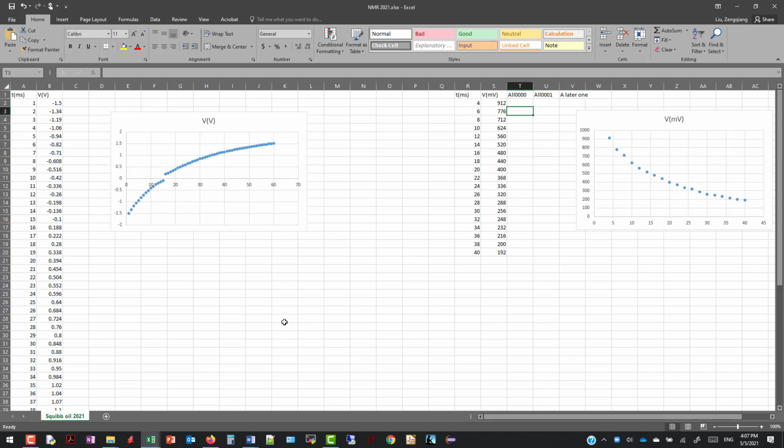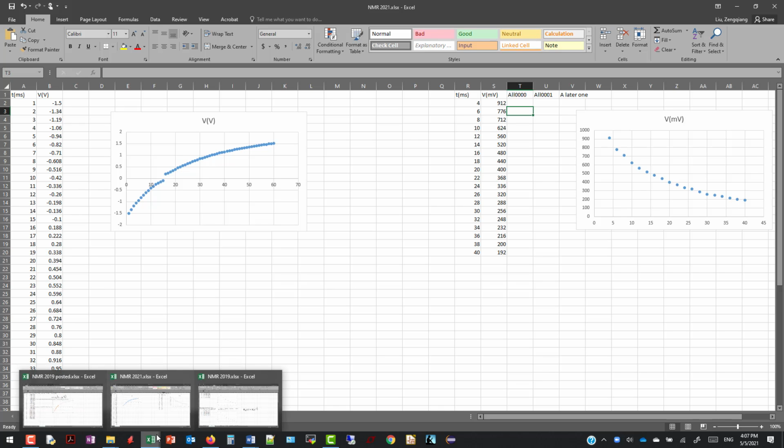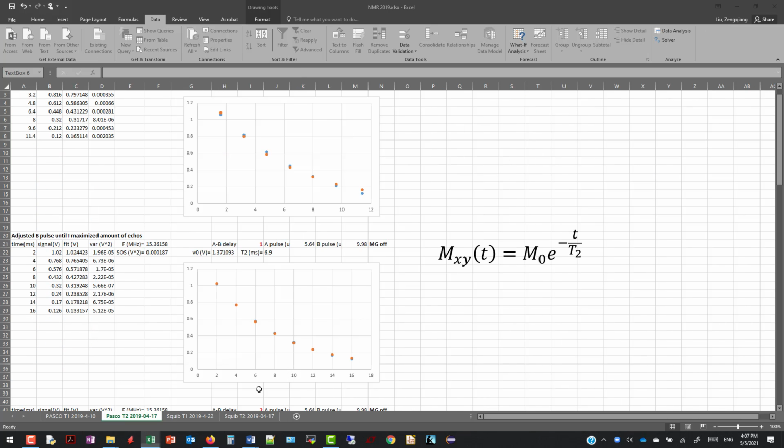Okay, so that is how to fit T2. These fittings are less difficult than the fittings you have done in the past. So hopefully this won't take you too long to get done.